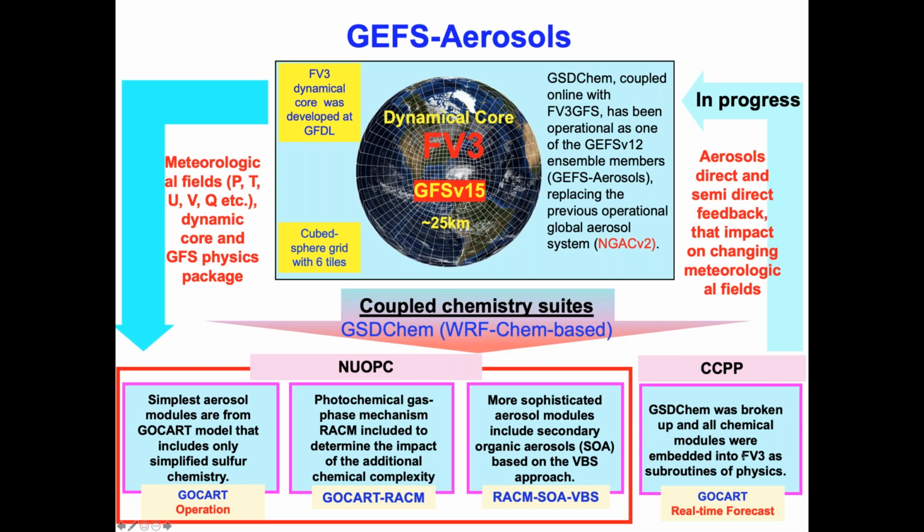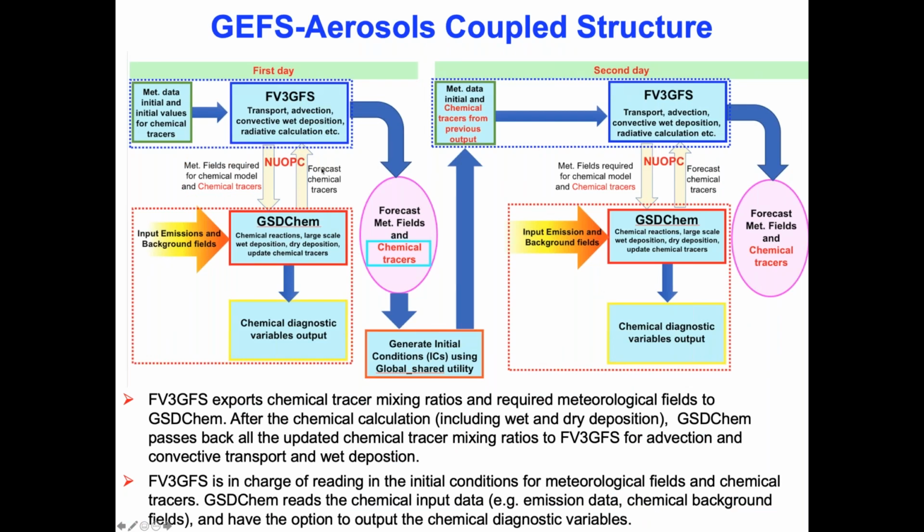But we have another version using the CCPP, the Common Community Physics Package, as a coupler, which includes the direct aerosol feedback. And this is the GEFS aerosol coupling structure. This is the FV3 GFS model, and here is the chemical model, GSD-Chem, using NUOPC as a coupler. Normally, the FV3 GFS exports the chemical mixing ratios and the required meteorological fields to GSD-Chem. After the chemical calculation, including the online emission of dust and sea salt, large-scale wet deposition, dry deposition, and simple chemical reactions, GSD-Chem passes the updated chemical tracers back to FV3 for advection.